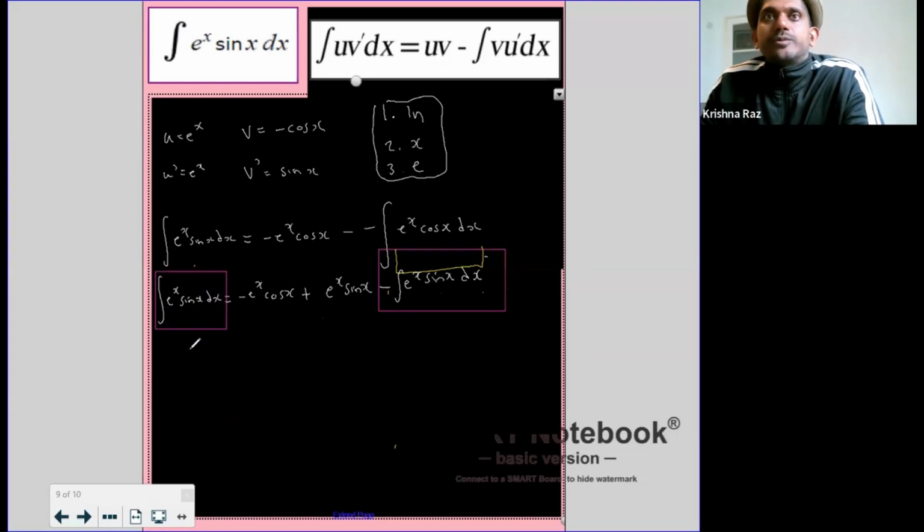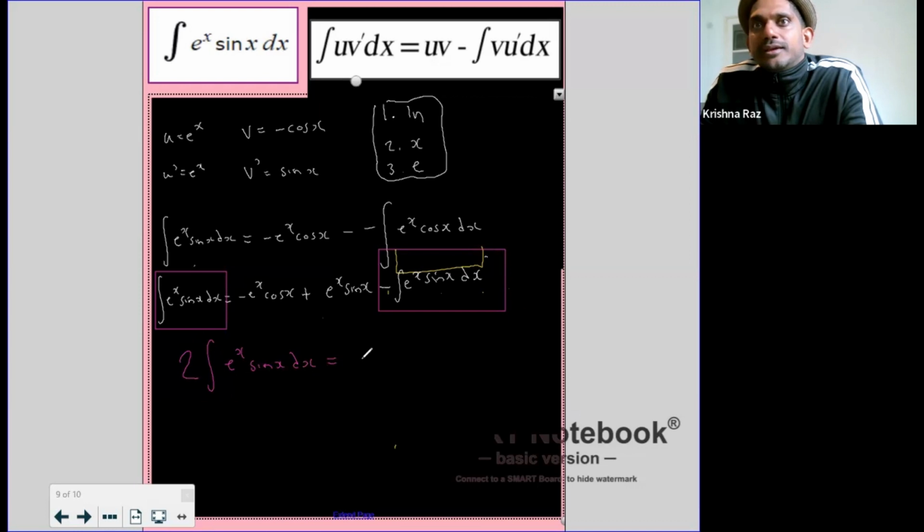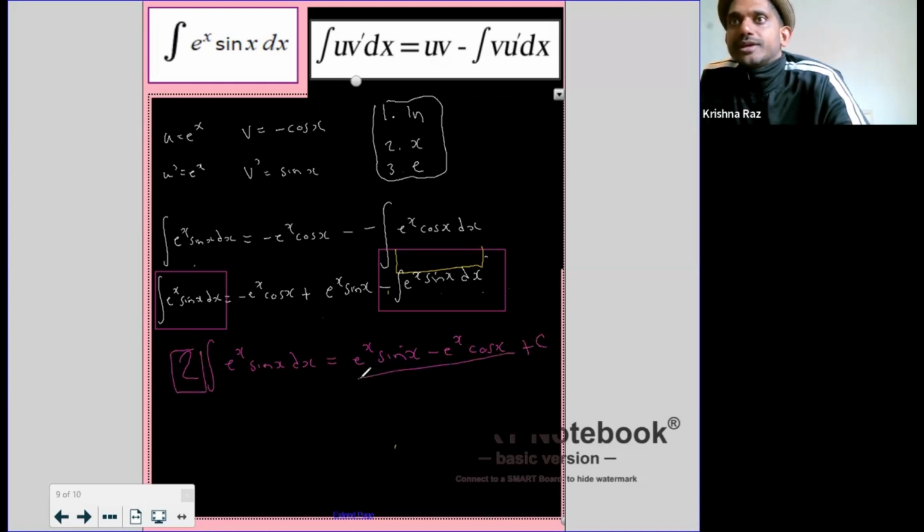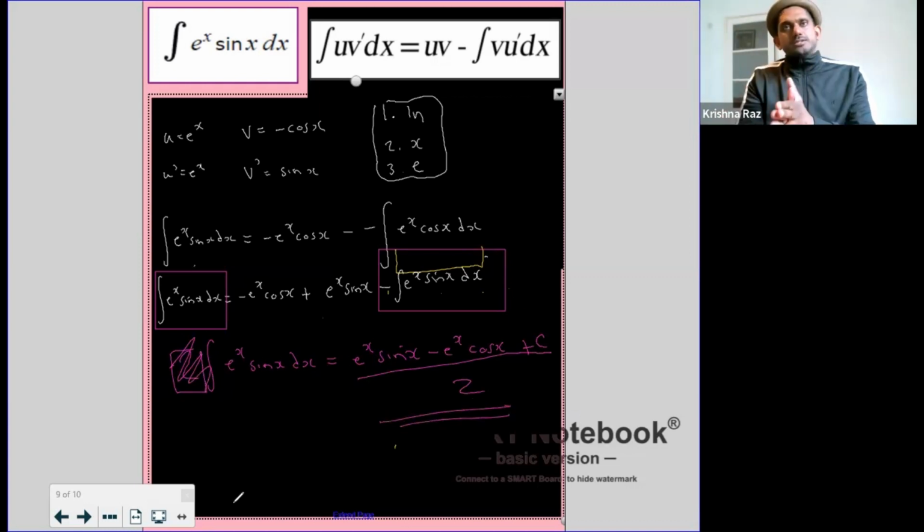We add it over. So what we have is two lots of the integral of e to the x sine x dx equals e to the x sine x minus e to the x cos x. We'll have a c somewhere, plus c. Divide that by 2. Job done. Yeah, so that's the toughest type of integration by parts question I'd expect you to see in an exam. If you do see that, remember the trick we've done here.